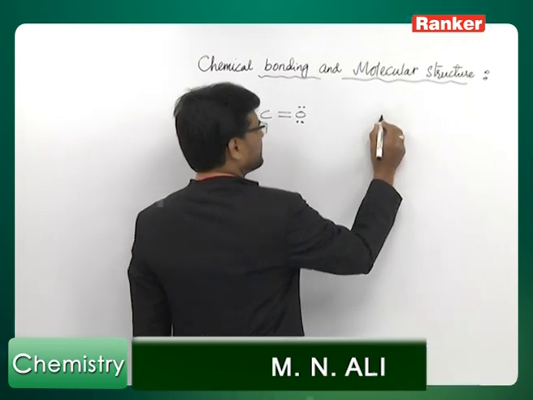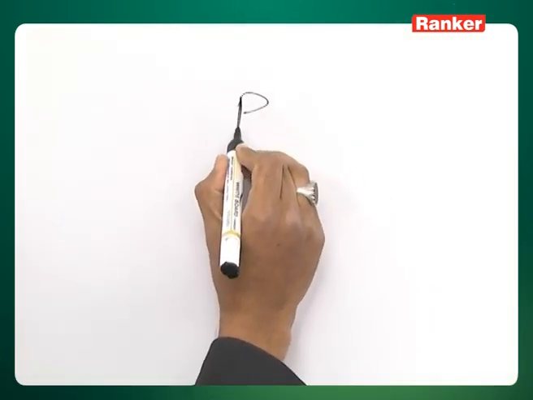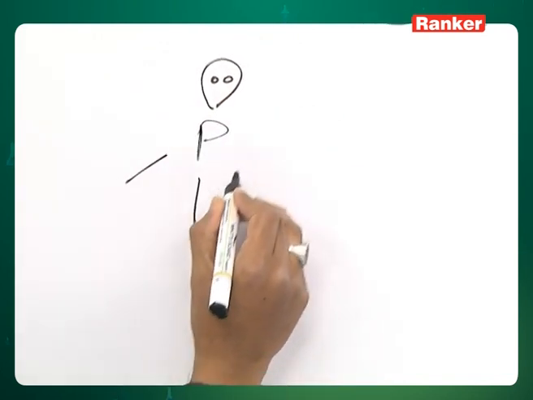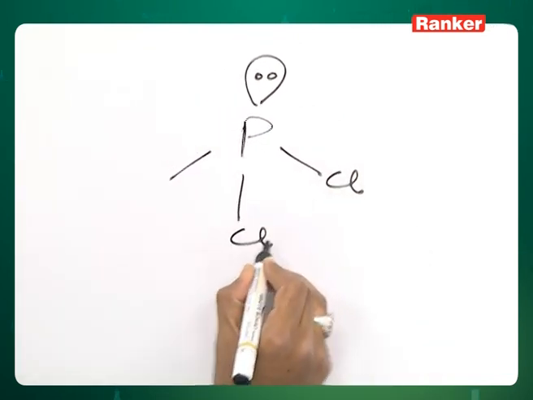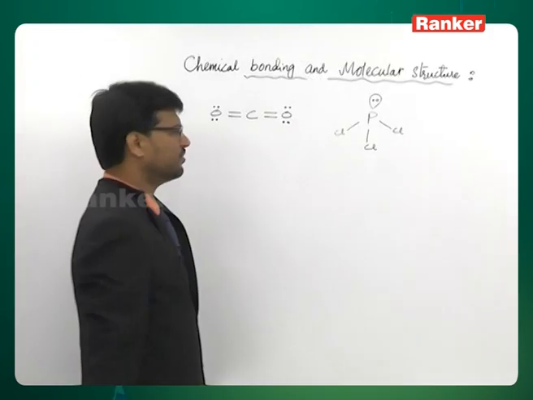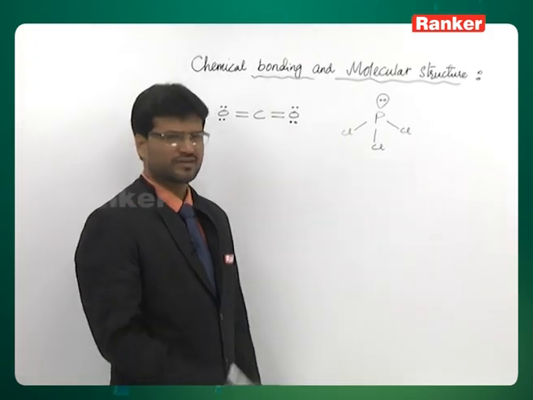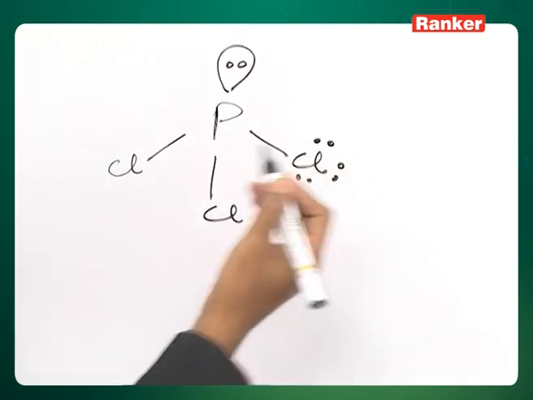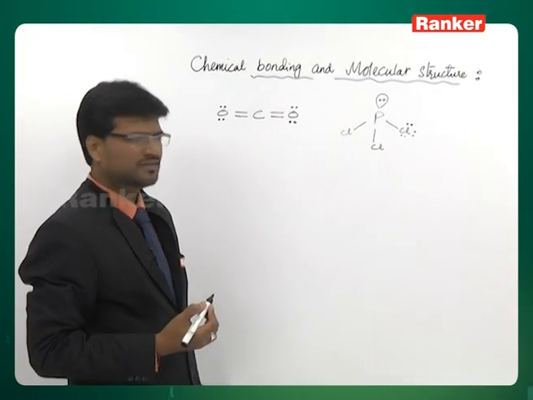Look at PCl3. Phosphorus is the central atom. It is surrounded by 3 bond pairs and 1 lone pair. So, that comes to again octet configuration. Even chlorines have 3 lone pairs and 1 bond pair, that comes to octet configuration.